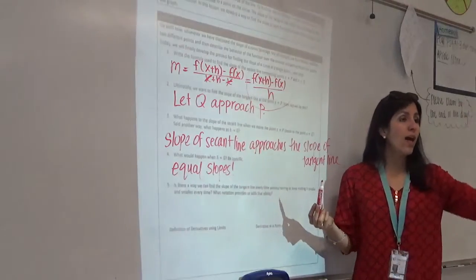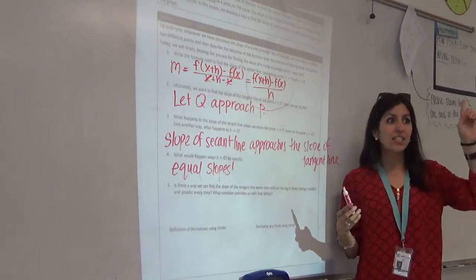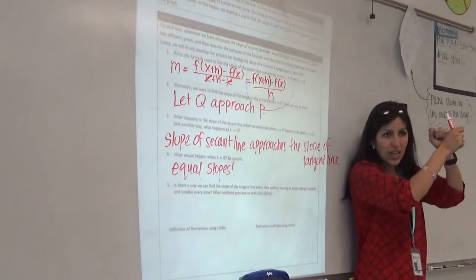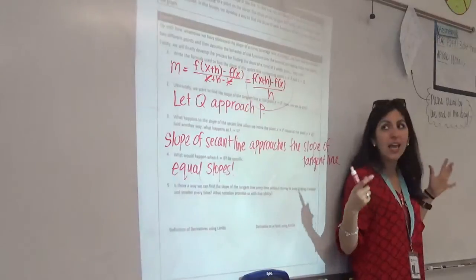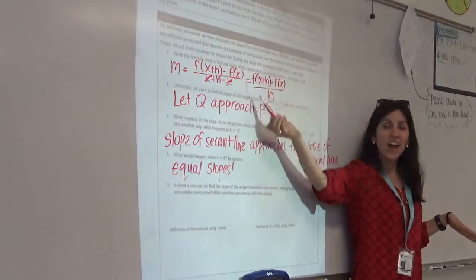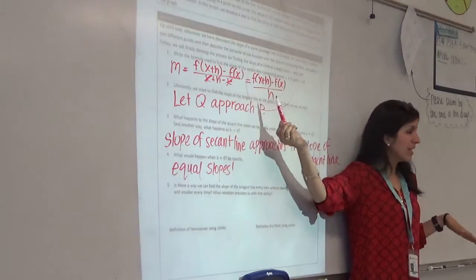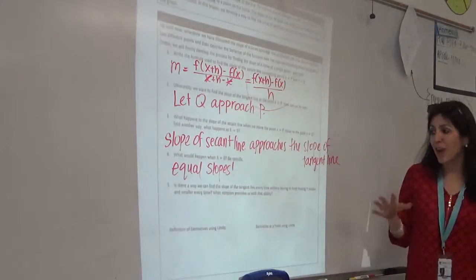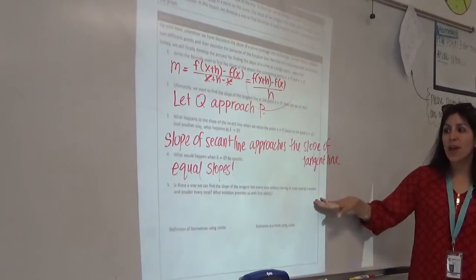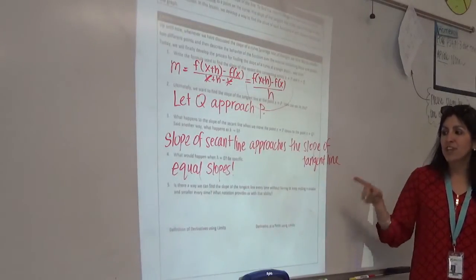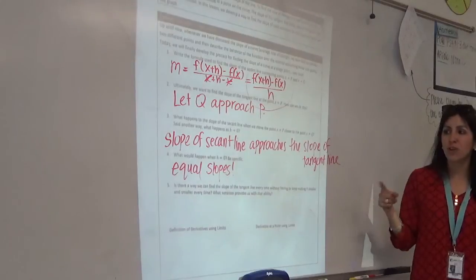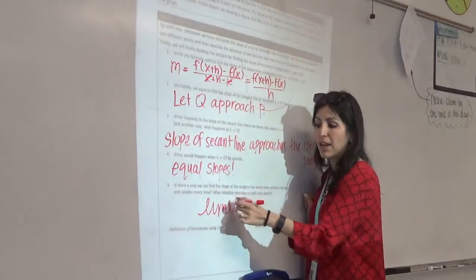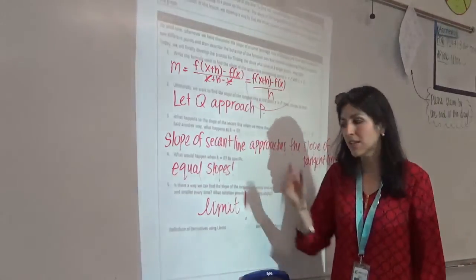So although I want h to be 0, because if h is 0, that means Q is landing right on P, even though that's what I want in my best case scenario, that's not a good thing for the formula, because I'd be getting 0 over 0. But the great news is, and this question says, is there a way we can find the slope of the tangent line every time without having to keep making h smaller and smaller and smaller? What notation provides us with that ability? It's limit notation that allows us to do this.